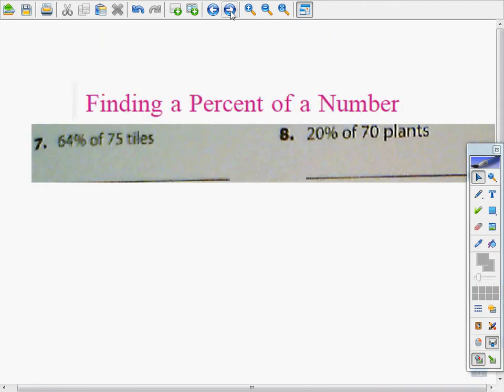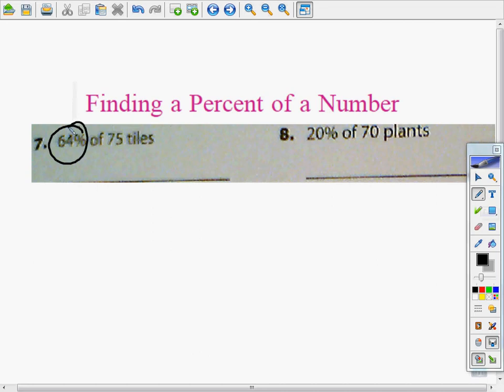So their first task is to find the percent of a number. Now we've been working in the last couple of weeks with percents, decimals, and fractions. So this also incorporates that into what they're going to be asked to do tonight. So number 7, which we also completed in class, 64% of 75 tiles. Now, their step 1 is to take the 64% and make sure that it looks like a decimal.